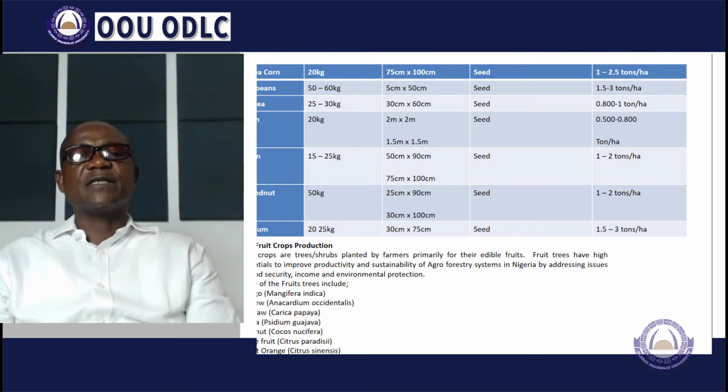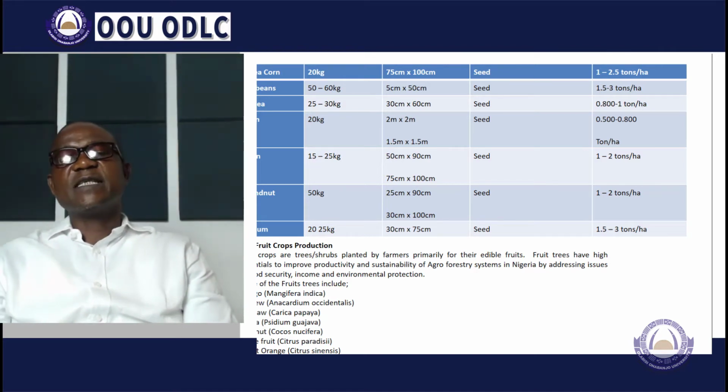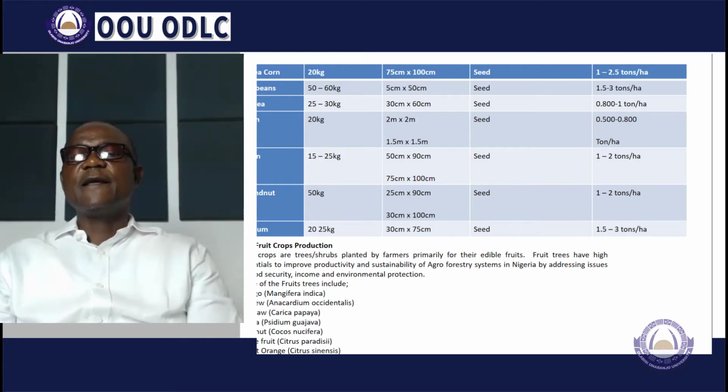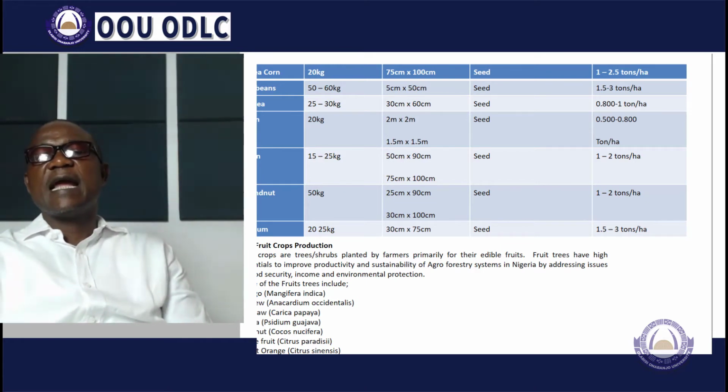Cowpea, seed rate is 25 to 30 kilograms. Spacing is 30 centimeters by 60 centimeters, propagated by seed as well. And the yield is between 0.8 ton to 1 ton per hectare.